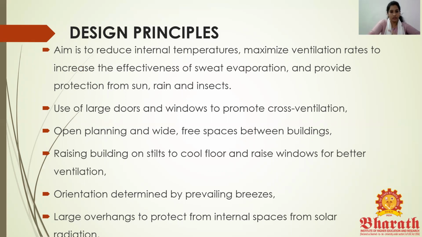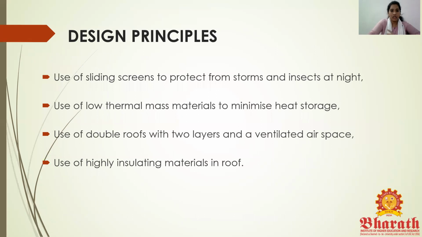If you start off with the basic elements, these are what we had already seen. We need a lot of ventilation, and we've seen the factors that could be applied to bring in that ventilation. Next, we will also be looking at how it is going to be used for overall heat gain. Talking about insects, the increased ventilation would also result in a lot of insects. So we could use sliding screens to protect from the storms and also from insects at night.